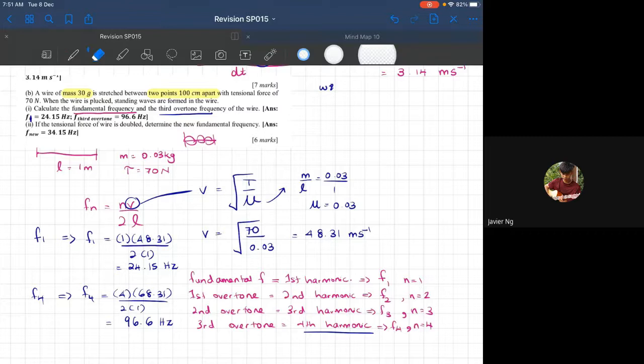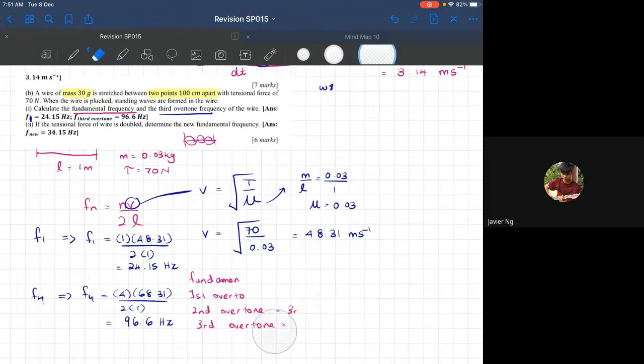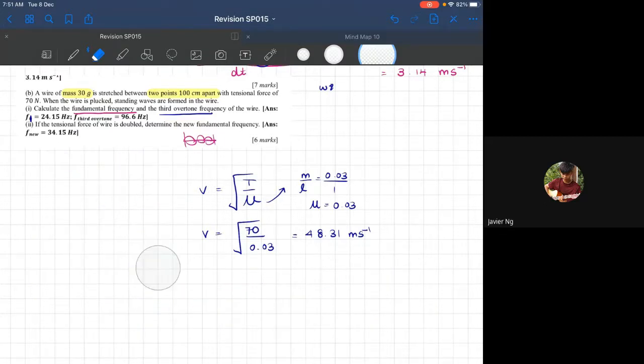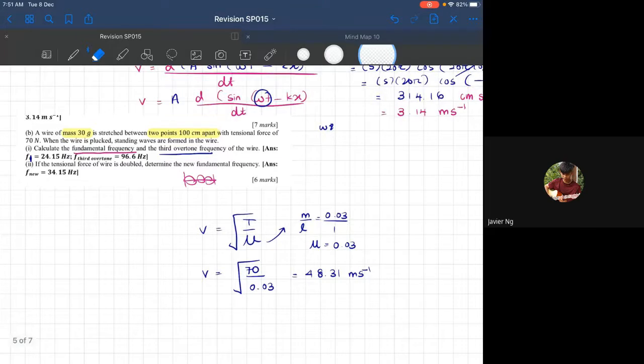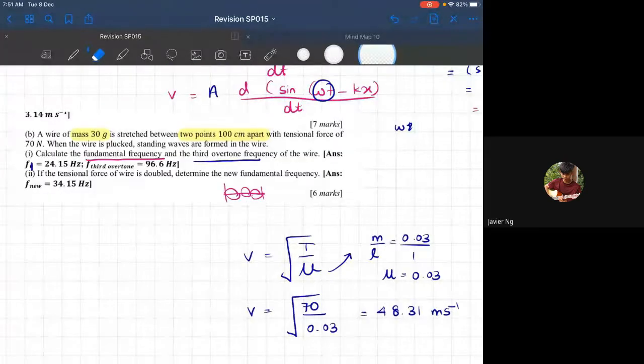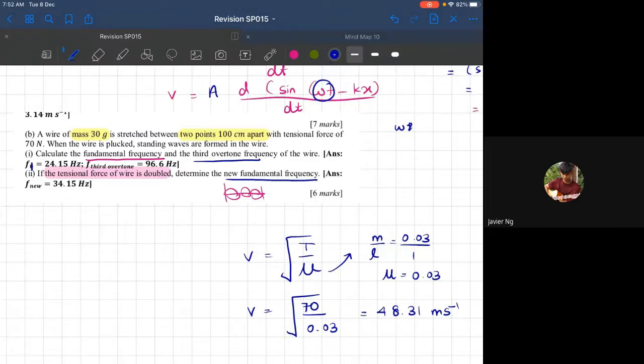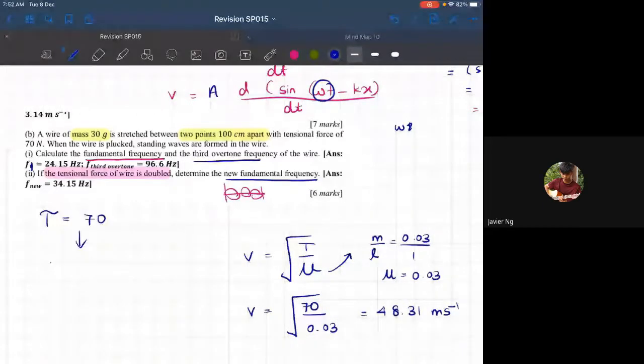Okay, so kita akan padam semua benda ni sebab tak ada tempat. So, harap kamu dah salin. Okay, so the last one adalah, okay, so if the tensional force of the wire is double, okay, so maksudnya tension tu double. Okay, determine the new fundamental frequency, right? Okay, so T is equals to, tadi T sama dengan 70. Sekarang T kita sama dengan double, maksudnya 140 kan?